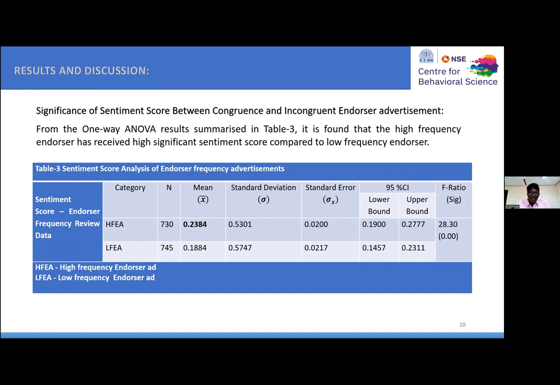For low frequency and high frequency, we have used Virat Kohli and Rohit Sharma, in which the high frequency endorser ad has received a 0.2384 mean sentiment score, and the low frequency endorser ad has received 0.1884. People are watching carefully, and the data also confirms Hypothesis 2: if the celebrity has more relationship with the people by appearing frequently, they will get a high mean score. And from the one-way ANOVA result summarized in Table 3, it is found that the high frequency endorser has received a significantly higher score compared to the low frequency endorser.